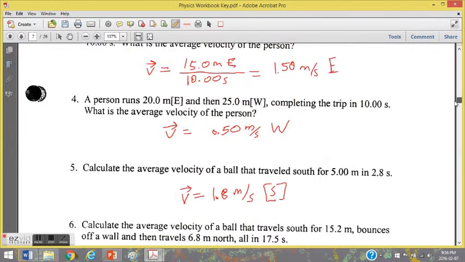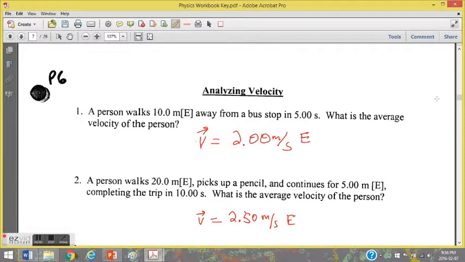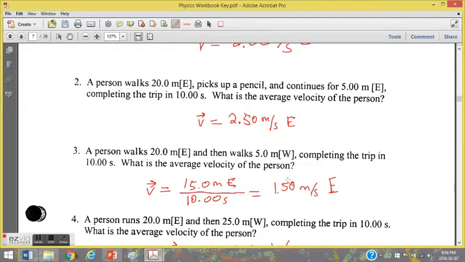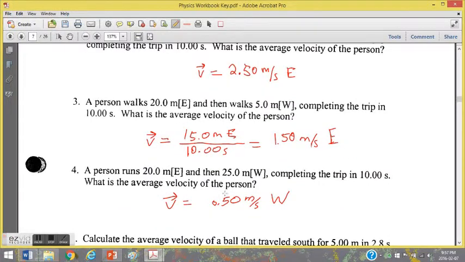Moving ahead to page P6, there we are. Here we're just looking at velocity, so it's a vector, which means we need to worry about direction, and instead of distance, it's displacement. Number one, we have 2.00 meters per second east. Number two, we have 2.50 meters per second east. Number three, we went 20 meters east and then 5 meters west, so the grand total displacement is going to be 15.0 meters east. 1.50 meters per second east is our average velocity, total displacement over total time.